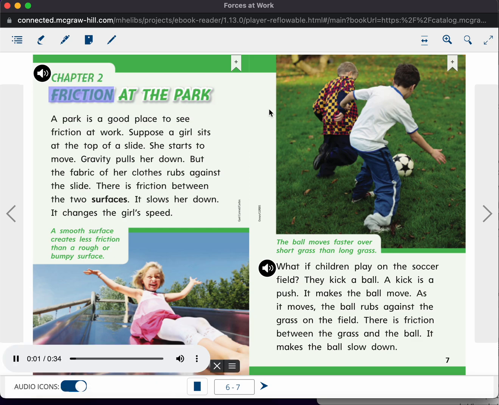Chapter 2. Friction at the Park. A park is a good place to see friction at work. Suppose a girl sits at the top of a slide. She starts to move. Gravity pulls her down, but the fabric of her clothes rubs against the slide. There is friction between the two surfaces. It slows her down. It changes the girl's speed. Caption: a smooth surface creates less friction than a rough or bumpy surface.